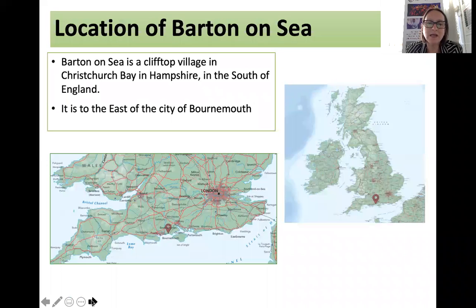So Barton on Sea is a clifftop village in Christchurch Bay in Hampshire in the south of England. You can see its location here on this UK map, and also where it sits in relation to the city of Bournemouth. So it sits east of the city of Bournemouth, very close to the Isle of Wight.